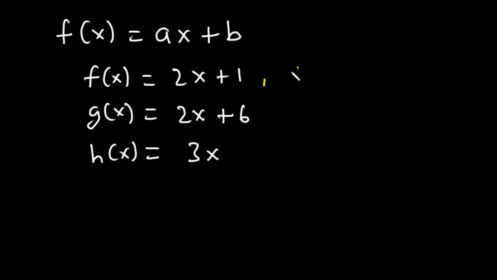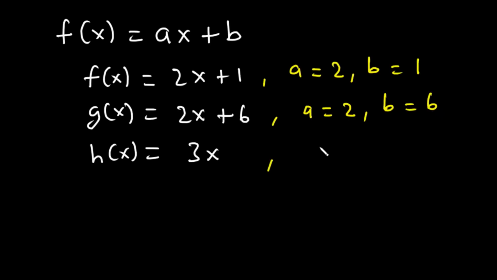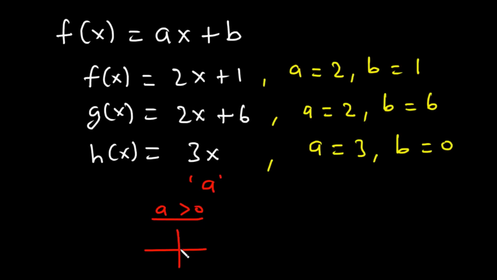For f of x, a is equal to 2 and then b is equal to 1. For g of x, a is equal to 2 and b is equal to 6. And for h of x, a is equal to 3 and then b is equal to 0. The graph of a linear function gives a straight line which depends on the value of a. So if a is greater than 0, then you have a graph that looks like this. And if a is less than 0, then this is what you have.